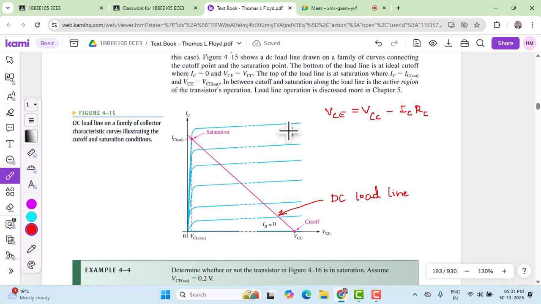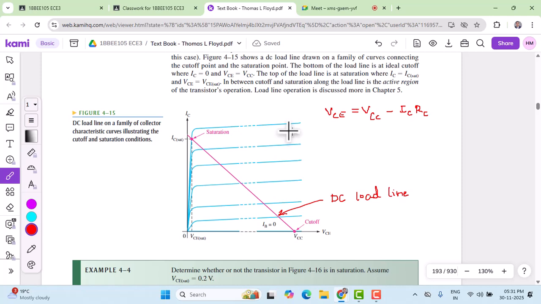And if you go to the extreme point, you reach a saturation region. And if you move downwards, again it gives an active region. Now the load line will decide where the cutoff region is. One end of the load line gives the cutoff region, the other end of the load line gives the saturation region. Between them, there is going to be the active region. So in this way, the DC load line helps us to categorize the active region and the cutoff region. So that's going to be the DC load line.